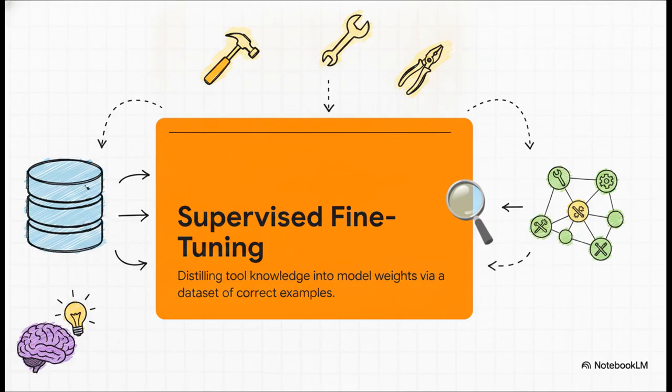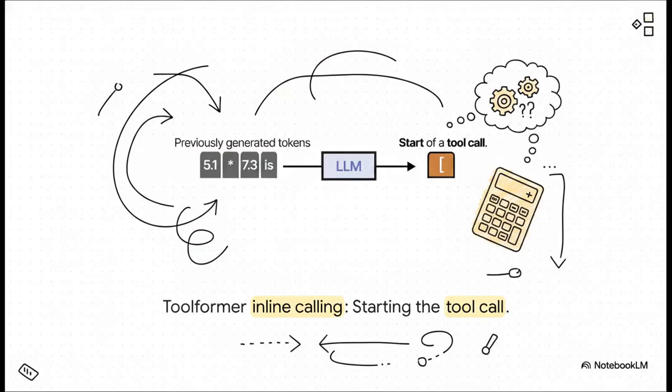If in-context learning is an open book test, supervised fine-tuning is like sending the model to a trade school. We train the LLM on a massive dataset of correct examples so that the knowledge gets permanently baked into the model's weights. It natively understands how to use tools without needing a cheat sheet. This is a technique that was really made famous by models like Toolformer. Let's look at how smooth this can get with inline action.